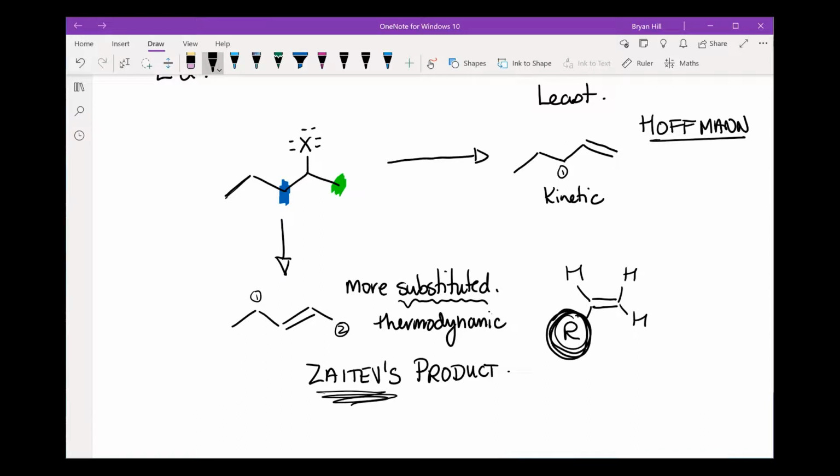Now, what conditions do we want to use to make these two products? For Hofmann's products, what he did was use bulky bases. And Zaitsev's is basically using small bases. So what's big and what's small? These are E2 elimination reactions. So bulky bases are what we'd use for Hofmann's products, and small bases would be used for Zaitsev.